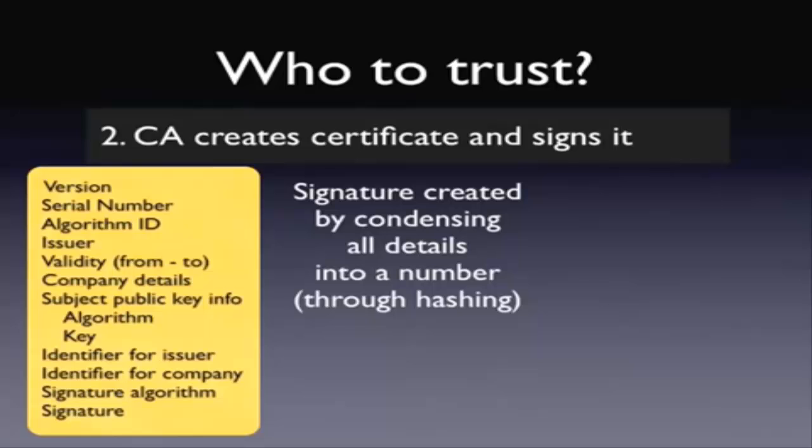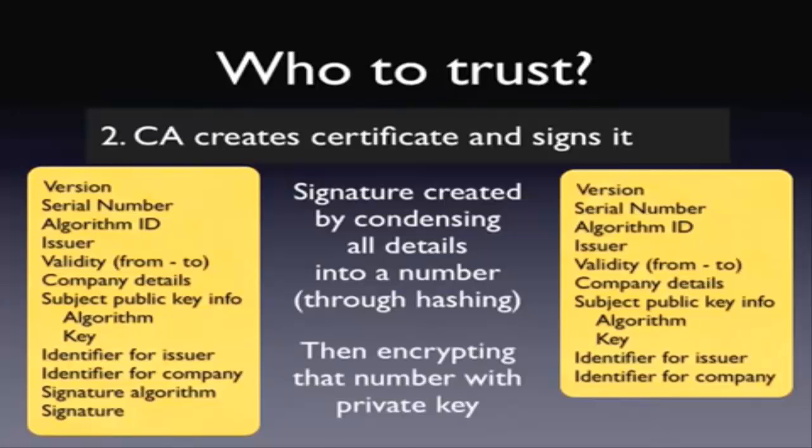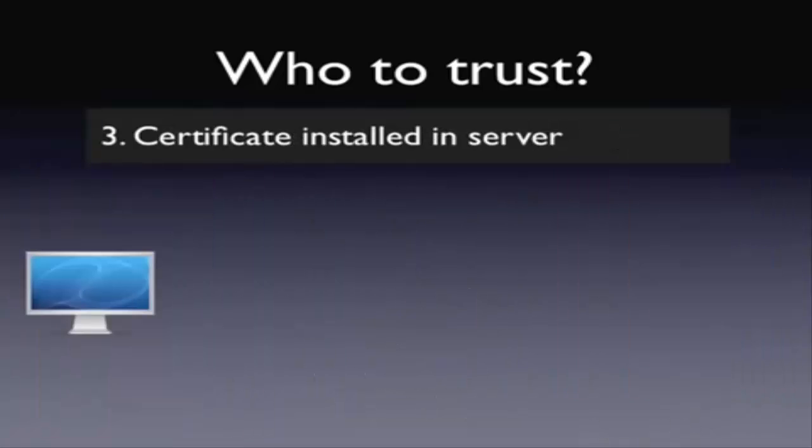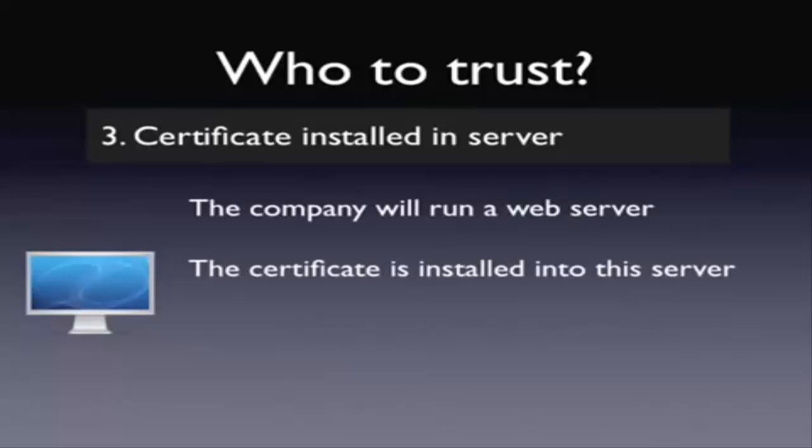Now the signature itself is created by condensing all the details in the certificate, apart from obviously the signature algorithm and the signature, into a number through a hash function. You can find out more information about hash functions by looking up, say, Wikipedia on MD5, which is a hash function. So all the information on the right will be condensed into one number, and then the certification authority encrypts that number with the private key, so anyone holding the public key can verify it's correct. There's the signature. Now that certificate is then given back to the company who installs it in the server.